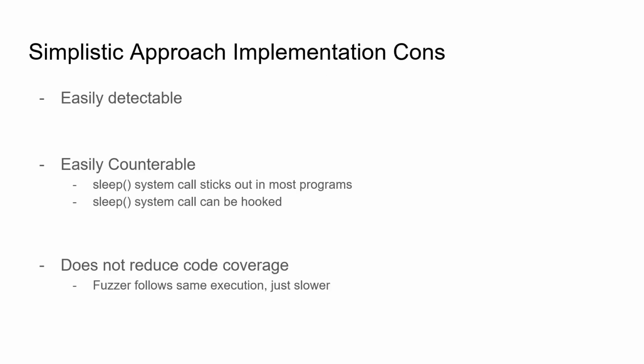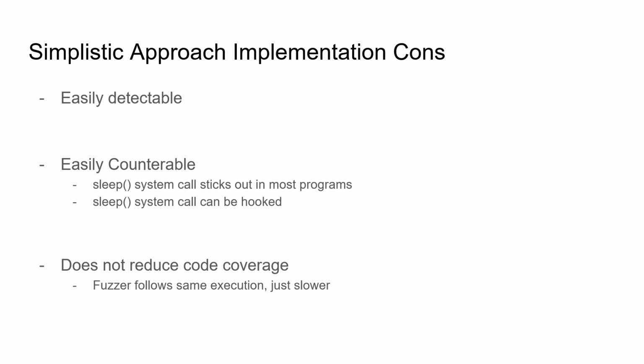There are a lot of cons to this though. The simplistic approach is easily detectable. So if you put this in Ghidra or something, or you call a command to look at the system calls, you can see that sleep is occurring. And not only is sleep occurring, it's occurring multiple hundreds of times. So that's a pretty big indicator that there's some counter-fuzzing going on.